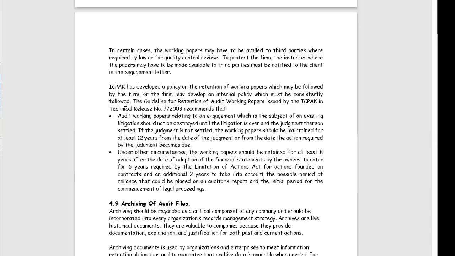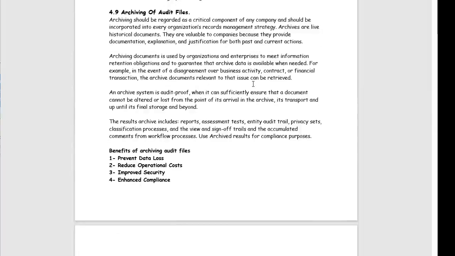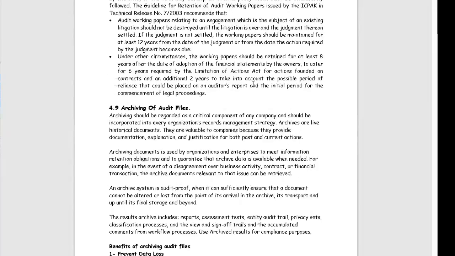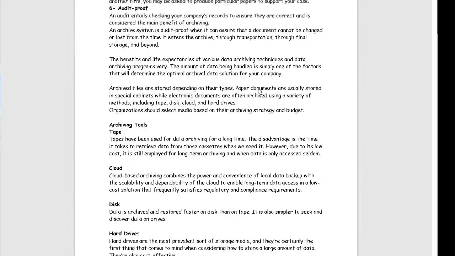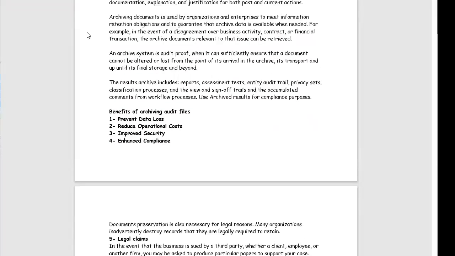That's all that we have with regard to audit working papers, maintenance, and retention. So let's take a few minutes break. Then when we come back, we look at this last part, the archiving of auditor files.